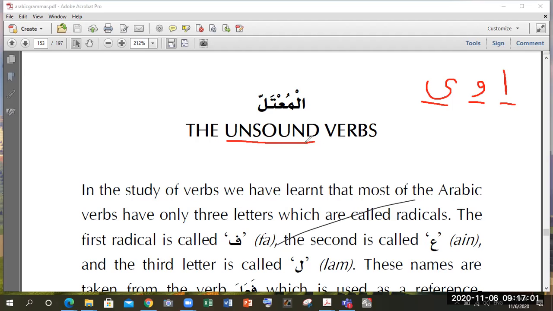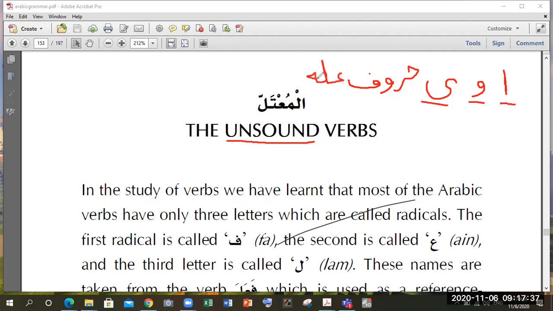For the other letters of Arabic, for example kaf, dal, ba, kadaba, it's a normal verb, a sound verb. So what would be the opposite of unsound? Sound. The opposite of unsound would be sound verbs. When the verb becomes unsound, when any of the harfe illat, these vowels are called harfe illat, hurufe illat. Huruf is the plural of harf.